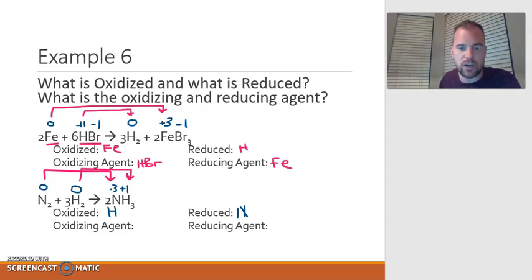But when I go to figure out what the agents are, that's where you have to watch and make sure that it's written correctly. So hydrogen was oxidized, therefore it's the reducing agent, but specifically it came in the form of H2 as a reactant. And nitrogen was reduced, therefore it's the oxidizing agent, but nitrogen came in the form of N2 as a reactant. And so that concludes redox reactions.